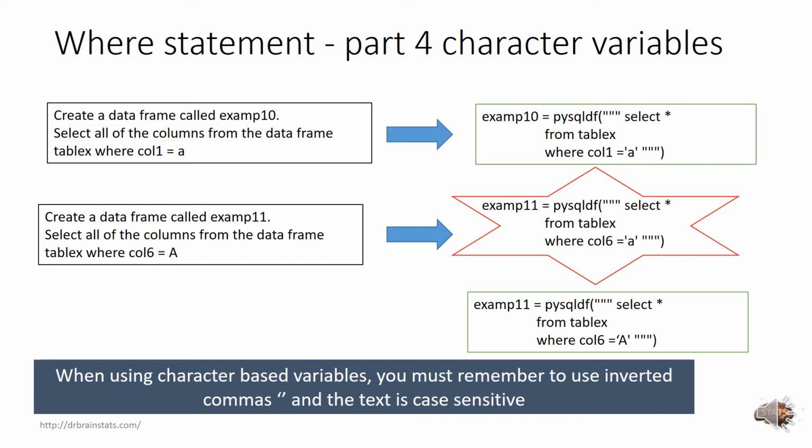In our next example, we're going to create a data frame called examp11. We're going to select all of the columns of the data frame tab X, where col6 equals A. You can see in the first time this was done, this would actually produce an error, because the character-based variable within the where statement is case sensitive. So to make this correctly, we need to use the capital A. So when using character-based variables, you must remember to use inverted commas, and the text is case sensitive.